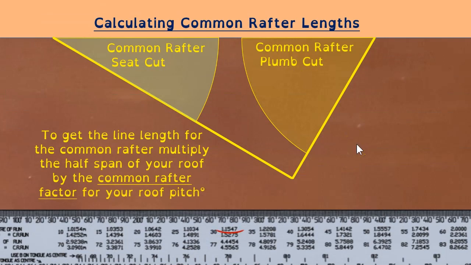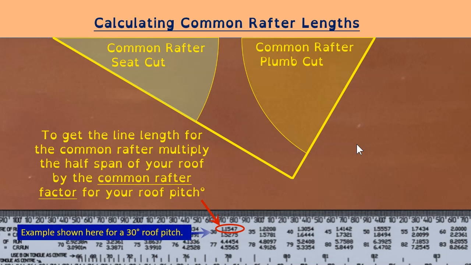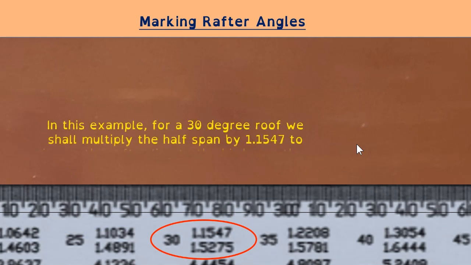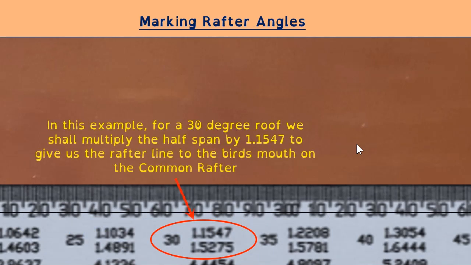To get the alignment for the common rafter, multiply the half span of your roof by the common rafter factor for your roof pitch. And I've just animated that in here just to focus in on your roof and square where you'll see those figures. And here I'm using an example for a 30-degree roof.